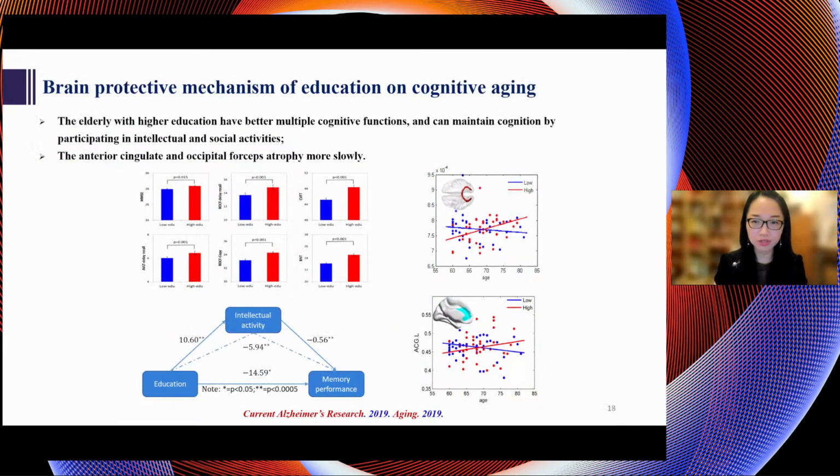And in another interesting study, we investigated how education influences the brain, and we found that elderly people with higher education have better multiple cognitive functions, such as memory function, language ability, and executive function. And we also found that the anterior cingulate and occipital forceps atrophy more slowly compared to the other parts.